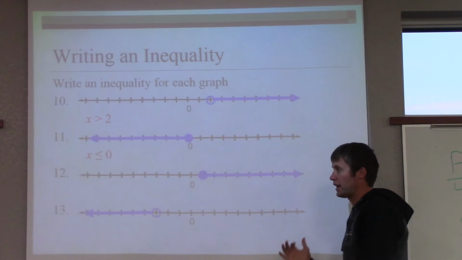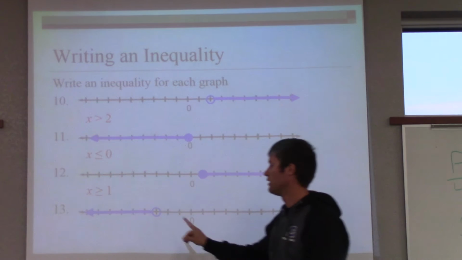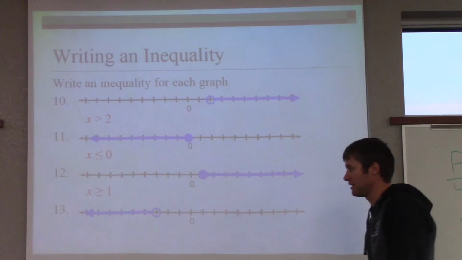And lastly, this is 1, 2, 3. This is at negative 3. Open dot, so it'll be less than or greater than. We're going to the left, to the values that are smaller, so we'd say x is less than negative 3.